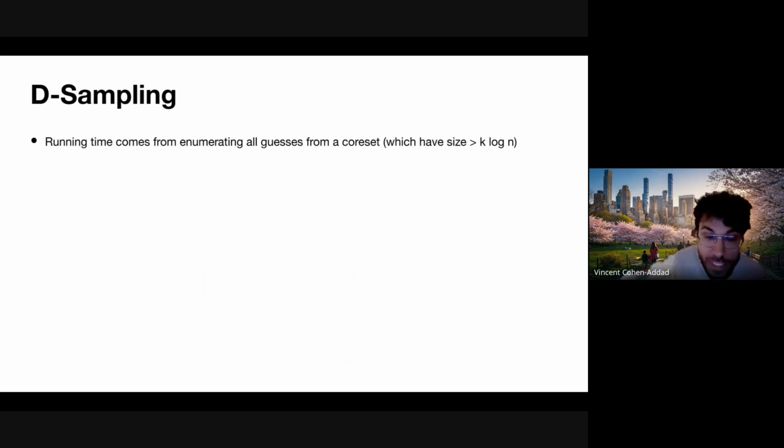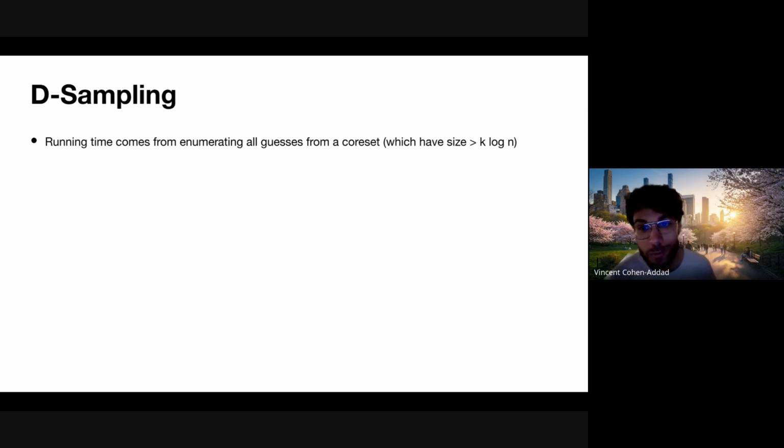So one of the key ideas is to use D-squared sampling, which is a cute idea because it's using an algorithm used in practice to solve a very theoretical problem. The issue is that one of the running time bottlenecks comes from enumerating all of the possible leader choices. So even if you start with a core set of size k log n, you will still have k log n choose k, which is (k log n)^k possibilities for the leaders, and that's just too many.